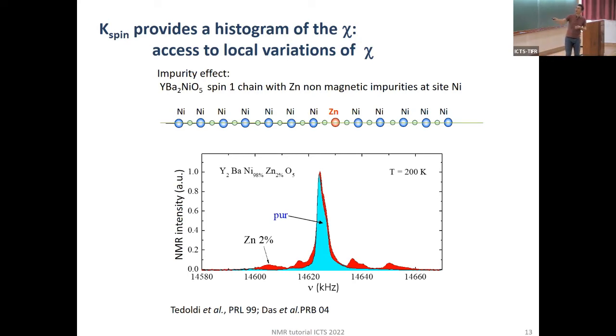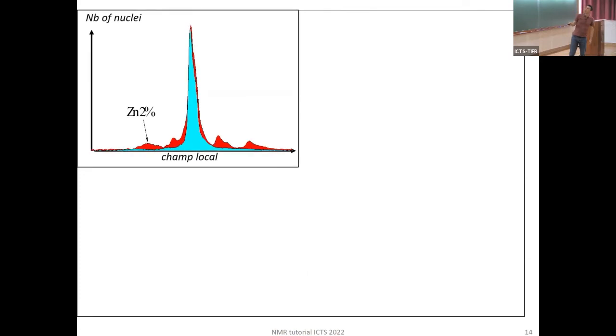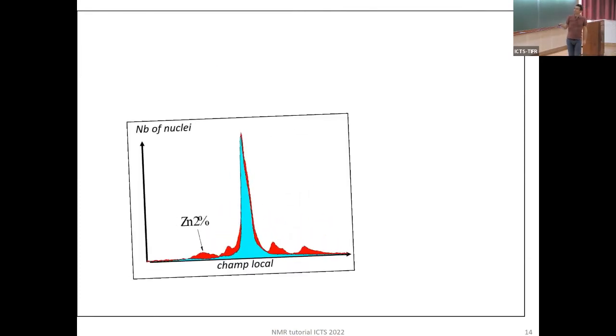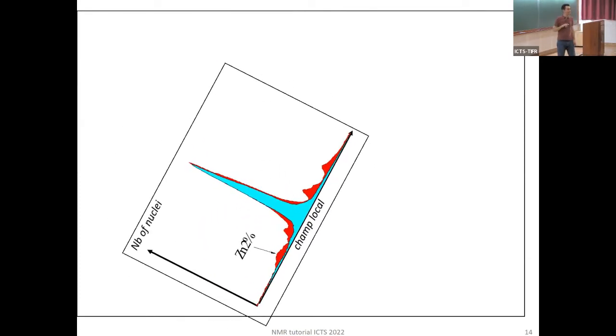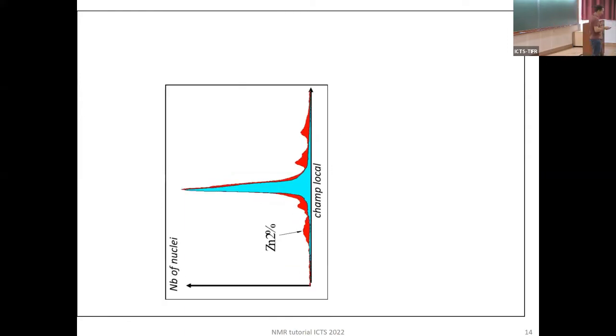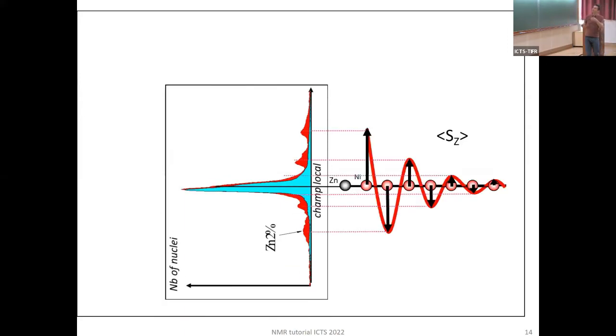Okay. And so here it gets very interesting. It tells you that when you're close to the zinc, the local field is very different from a region where you are in the bulk of the chain, with a local field that can be very strong, actually. Okay. So the understanding of that is this one. Champ locales means local field. Sorry, I didn't translate. So it looks like that.